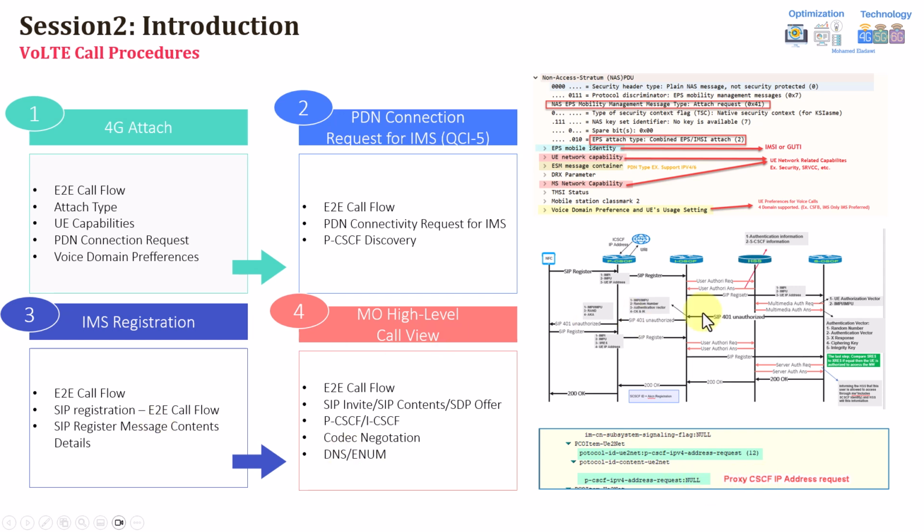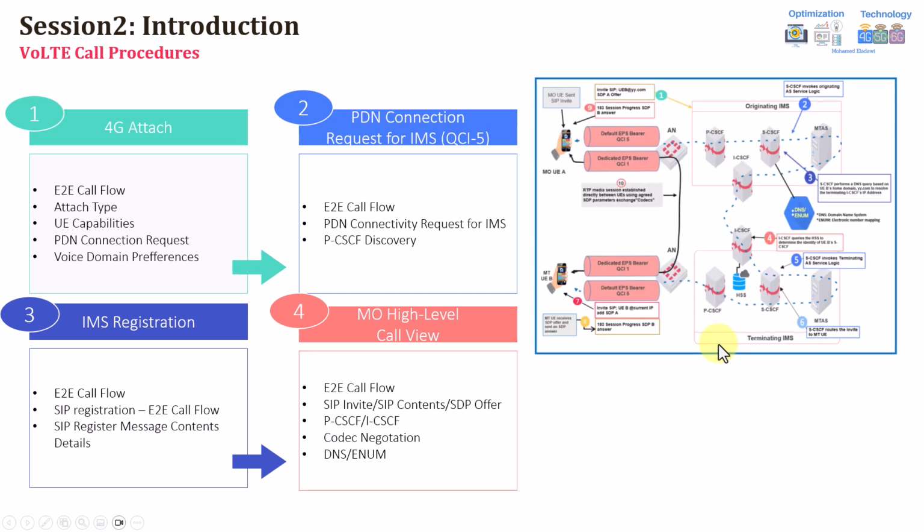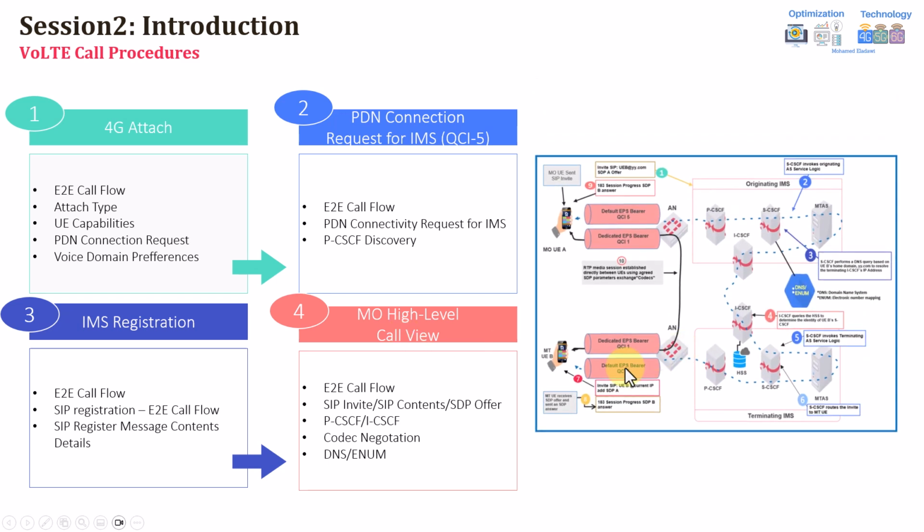Then the third point, it's about the IMS registration. Once he got the QCI 5, now he opened the channel, he can start communicating with IMS, but he needs to register himself first to the IMS. So he will go through the end-to-end call flow as shown in the writing. Then we'll be ending with the high-level call view, which is a very interesting part. This is one of the most important. It will make it easier for you to understand the call flow in general. So let's move forward to the next part, which is related to the 4G registration or 4G attach.